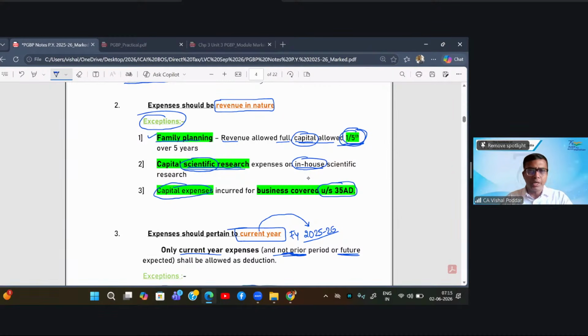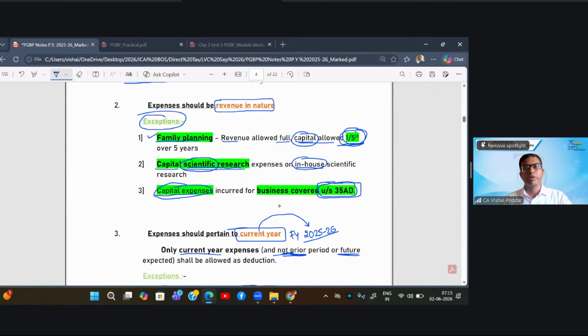Now, when you're doing in-house research, the first basic condition is that it should be related to the business. Second, in this case, both revenue and capital expenses are allowed. And mind you, here capital expenses are allowed in full; 1/5 is not the condition. Third, capital expense is allowed when you are engaged in some specific or special businesses. What are these? We will be studying them very soon.